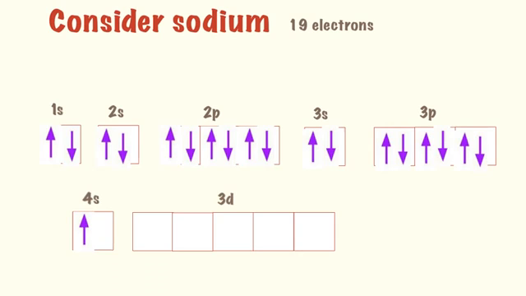So in this case we see there are 2 in the 1s, 2 in the 2s, 6 in the 2p, 2 in the 3s, 6 in the 3p, and 1 in the 4s. Now we're starting to become a bit of a mouthful, and we might have to use abbreviated configurations before too long.